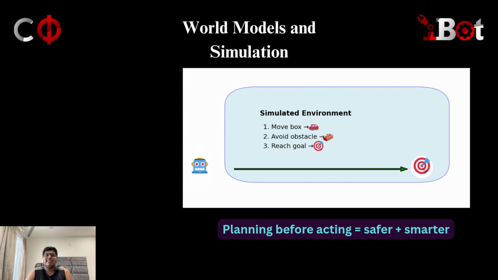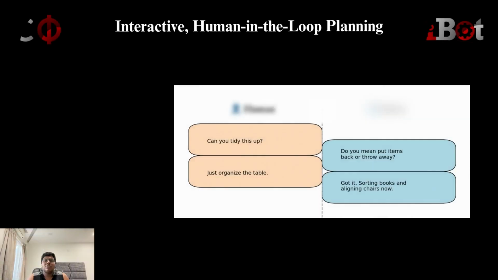Another big direction is simulation based imagination, or world models. These allow robots to mentally simulate actions and outcomes before actually moving. It's how humans plan too. We imagine before we act. We also need robots to collaborate better, to explain what they are doing, ask for help, or clarify ambiguous instructions. LLMs open the door to truly conversational planning, where humans and robots can plan together.